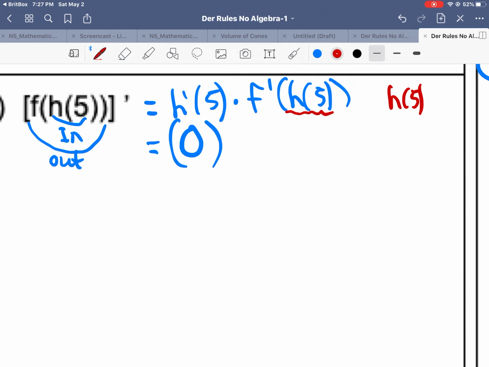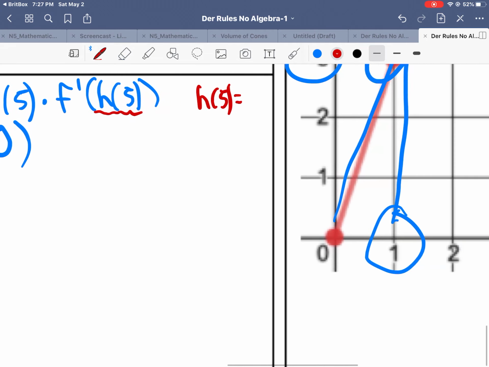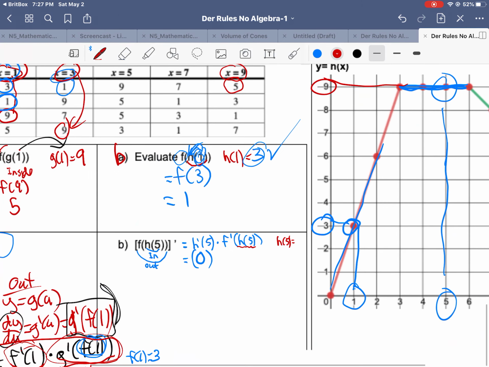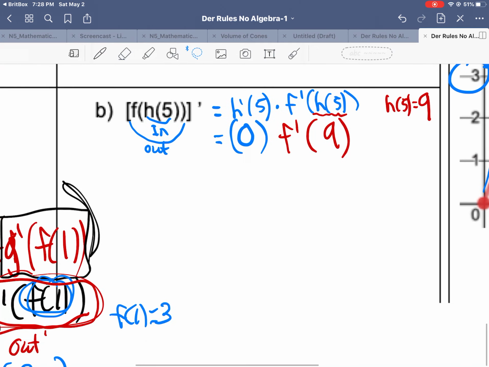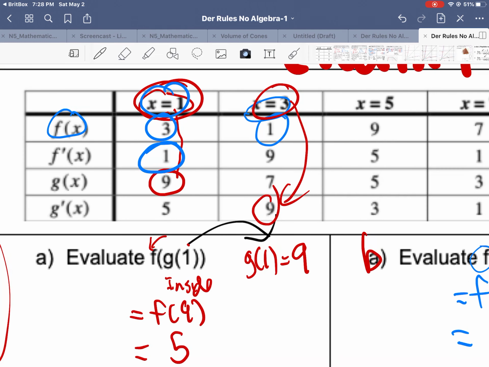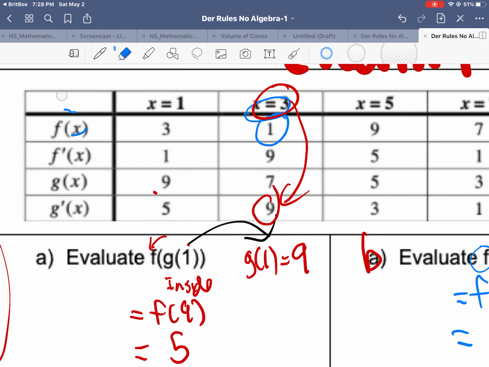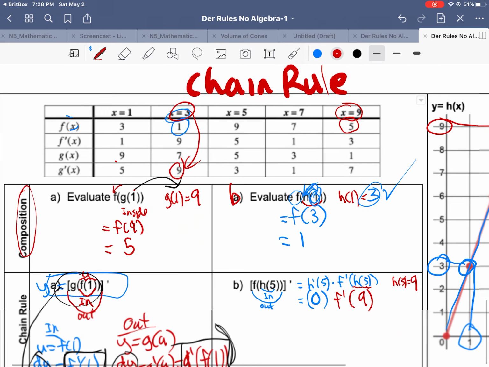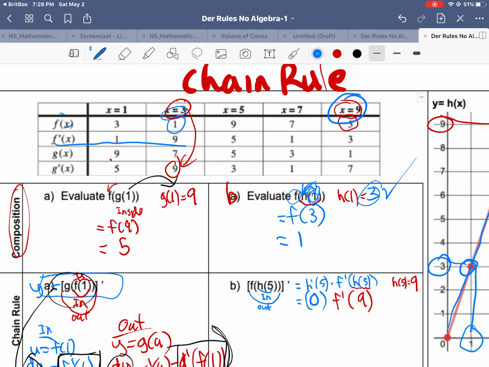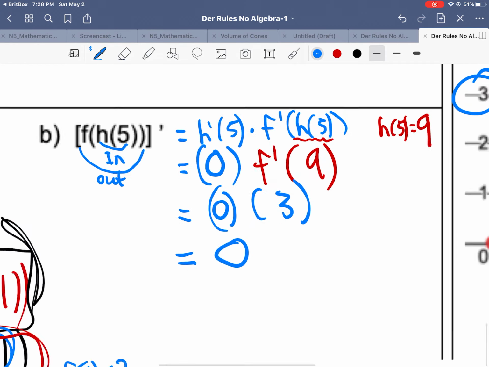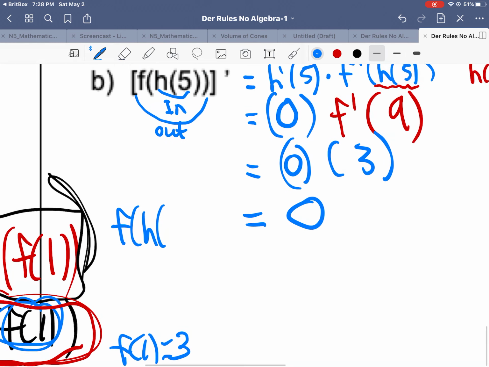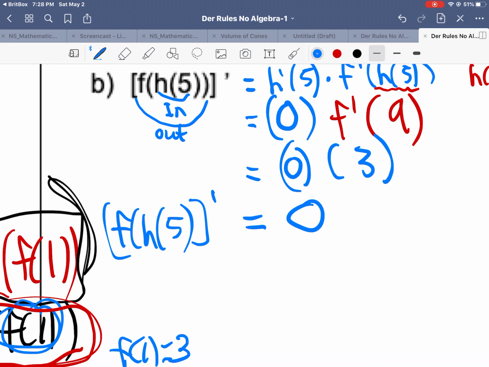Okay, so now I need to do h at 5. What's h at 5? I think we just were there. H at 5 is worth 9. Okay, so h at 5 is 9. So now I do f prime at 9. Where do I find f prime at 9? I go back to my table. I'm just going to erase this because it's so busy. So I want to do f prime at 9. So there's 9. F prime is the second row. So it's 3. F prime of 9 is 3. So I go to here, and I'll have 0 multiplied by 3, which is 0. Okay, so f of h of 5, the derivative there is 0.